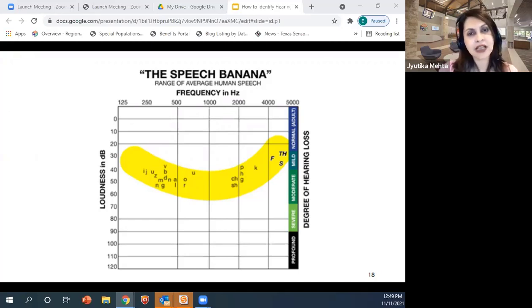But regardless, this is what they call a speech banana, and it gives us an understanding of the kind of phonemes, which is the sound system of the language, right? Those are the kind of sounds our children may be missing, and if these sounds get missed, obviously meaning gets impacted, and that leads to comprehension and learning difficulties and so on.